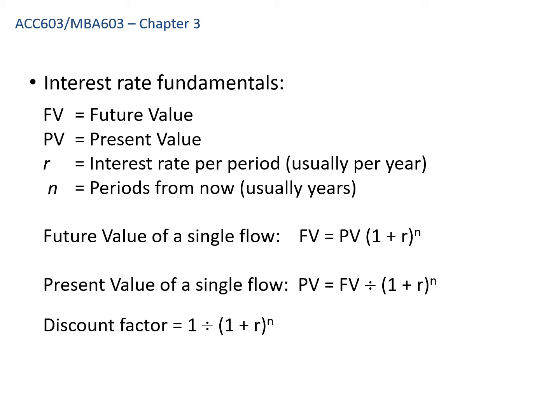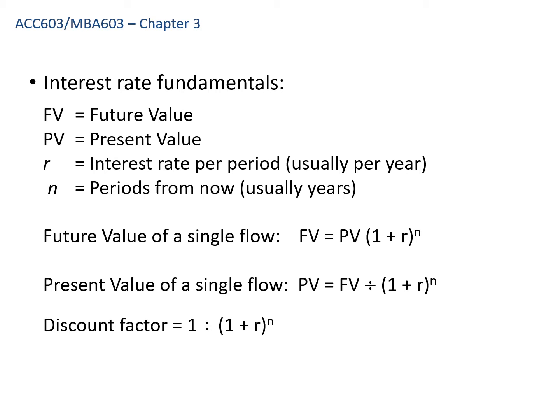So some basic fundamentals. Some of the letters that we'll use here: FV equals future value. That's what money is going to be worth down the road as it compounds interest. And present value, PV, is what if I reverse that and bring those future dollars back to today's value. R is going to be the interest rate. Usually it's an annual interest rate.